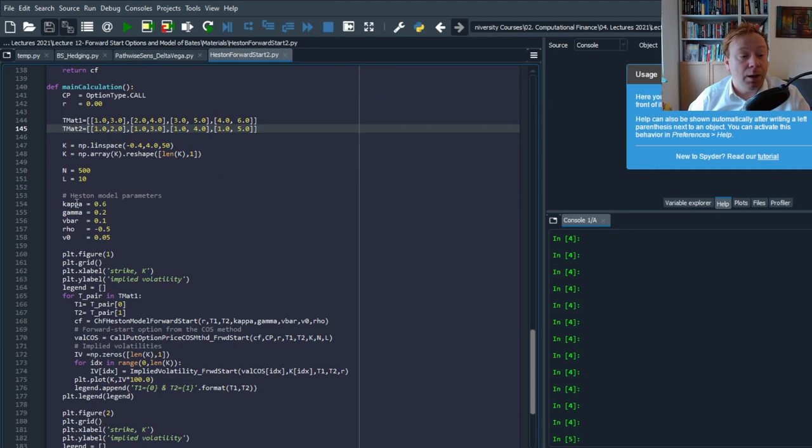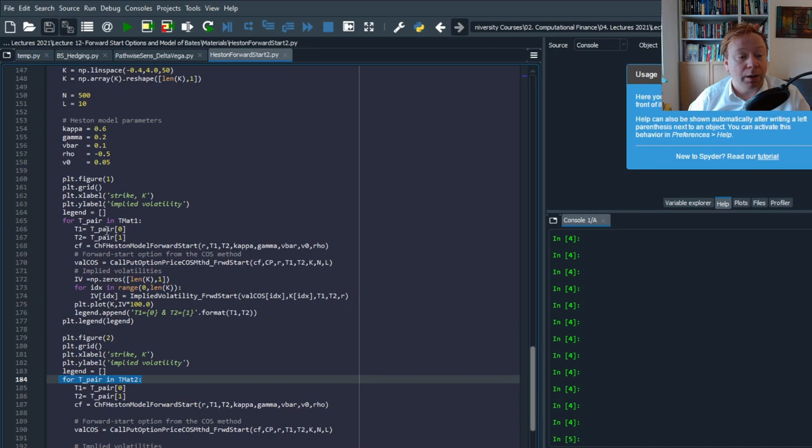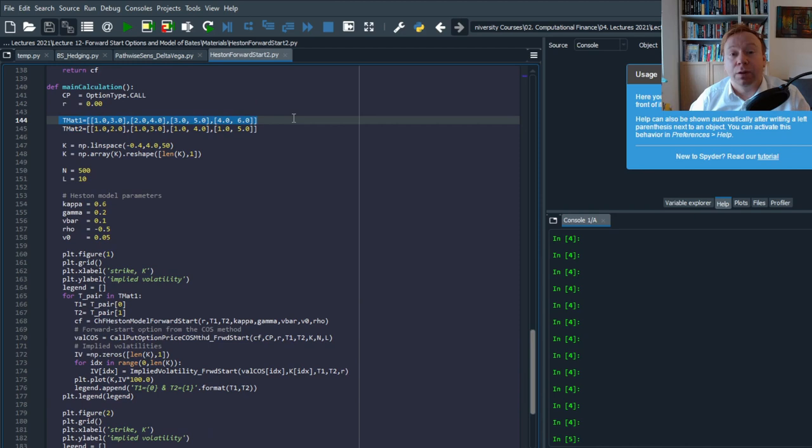Here we define what we will do. We have two experiments. You see one for loop and here is the second for loop. In the first for loop, we will iterate over these cases. So we will change different maturities, different settings for the dates of the option, the same for the second case, and we will compare the implied volatilities.